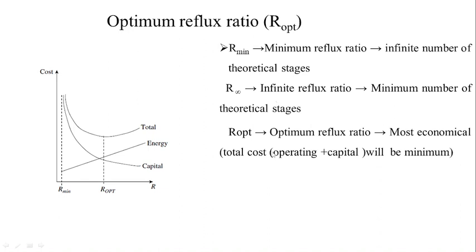When the process will be most economical, the total cost will be minimum. That is, the sum of operating and capital cost will be minimum. Here R optimum lies between R minimum and R infinity.